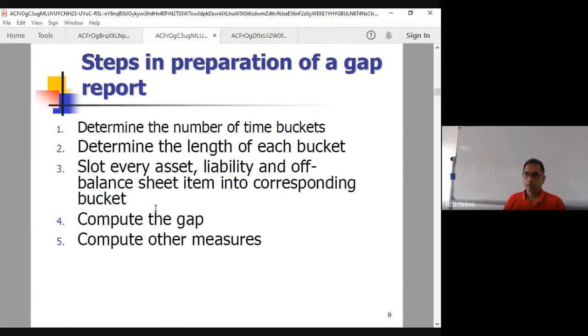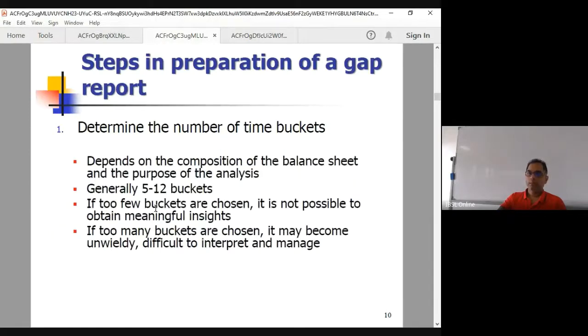So then once you have created that framework, you basically have to slot your assets and liabilities and off-balance sheet items into a corresponding bucket, so that when you do your calculation of the gap analysis, you have a fair estimation of what your real position is. But remember, these are all based on assumptions. The data itself is actual, but how you work it out is very much based on how you design the overall framework at the beginning.